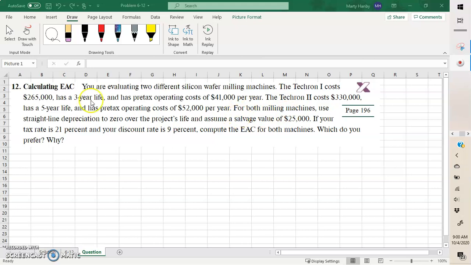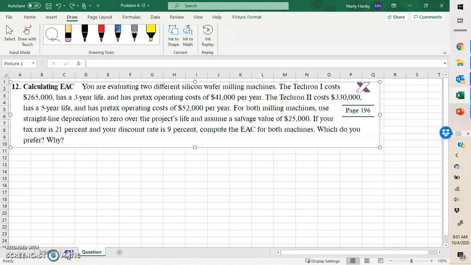Both milling machines use straight line depreciation over the project's life and assume a salvage value of $25,000. If your tax rate is 21% and your discount rate is 9%, compute the EAC for both machines. Which do you prefer? So I've set up a spreadsheet over here.